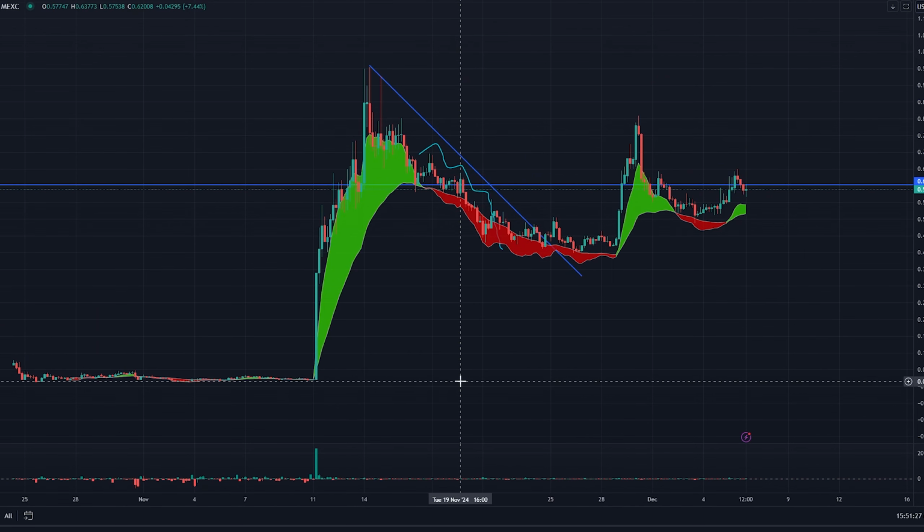Let's talk about Act. I did not nail this pump on Act because it happened so fast. I am not an insider. If I was an insider, I would not be here. I would be making millions doing all of this. Well, actually, I'd be in jail because this is illegal as hell. So what we are doing, we are trading this properly using technical analysis.